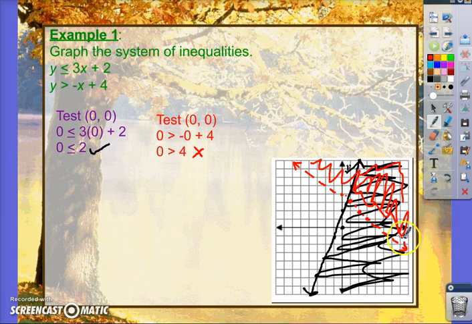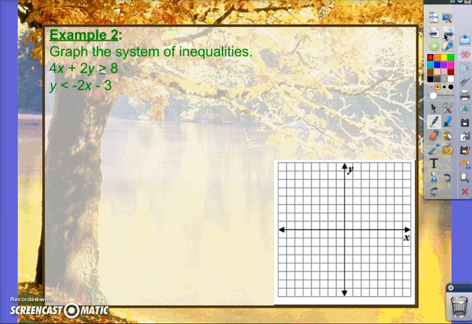So you'll notice the overlap in the top right here. All the ordered pairs in this little section are going to be solutions to both inequalities in the system. All right, let's try another one. If you want to pause the video and try it first.